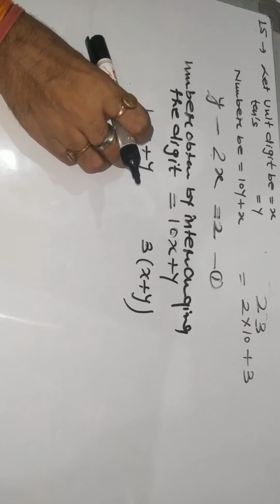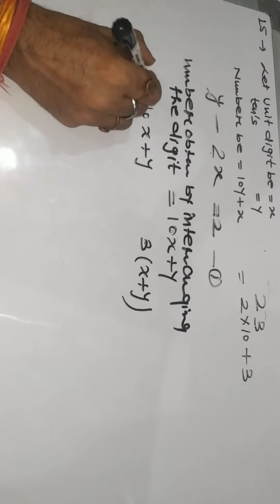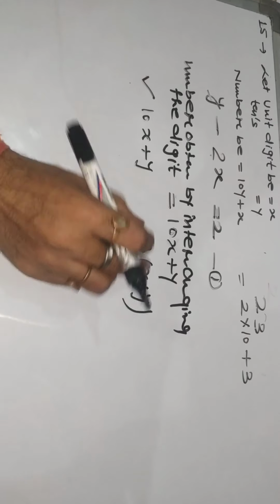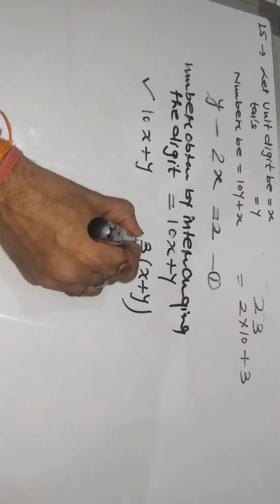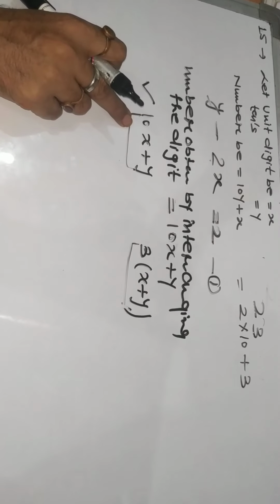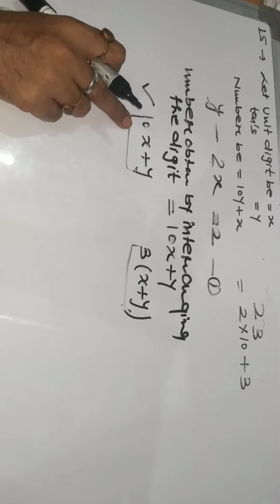So this number is greater by 5 than 3 times the sum of the digits. This is the sum of the digits, and this is the number obtained by interchanging the digits. Given that this number exceeds this number by 5, यानी ये नंबर इससे 5 ज़्यादा है. ज़्यादा मीन्स इन दोनों का डिफरेंस कितना है? 5.